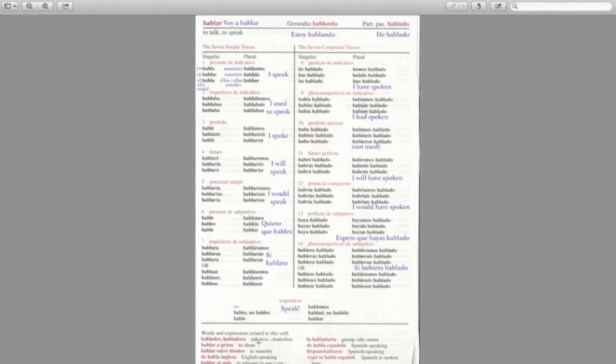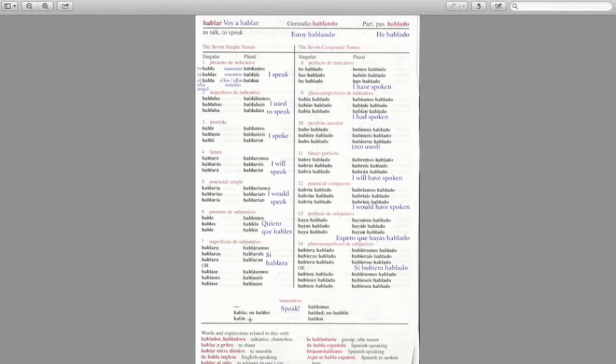I forgot the imperative at the bottom. Imperative is the command form. So if I want you to speak, I would say habla. Speak, talk to him. Habla con él. Don't speak, no hables. And from there, in Spanish, you can actually command a third person. So he speak, like I'm telling you that I want the other guy to speak.